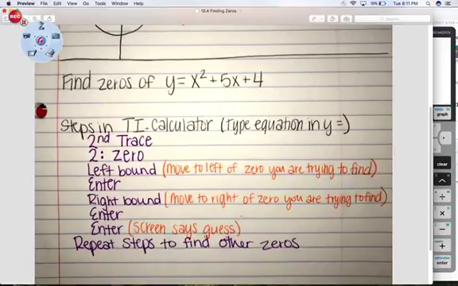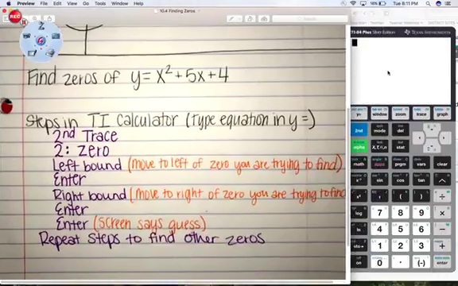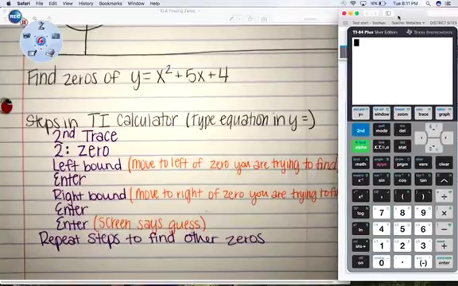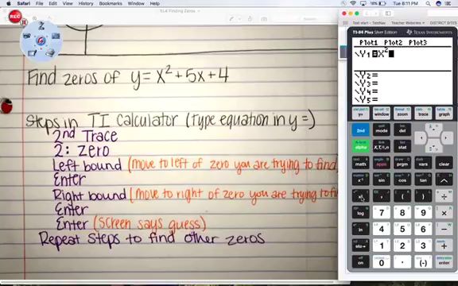These are the steps listed in the TI calculator. You can go ahead and pause the video if you need to write all of those down. I personally think it's better to write all of the steps down and then try them out. So go ahead and try it out, or pause it if you need to. And I'm going to go ahead and do it. I'm going to hit the y equals button, which is right here. I'm going to type in this equation just like we always do: x squared plus 5x plus 4.